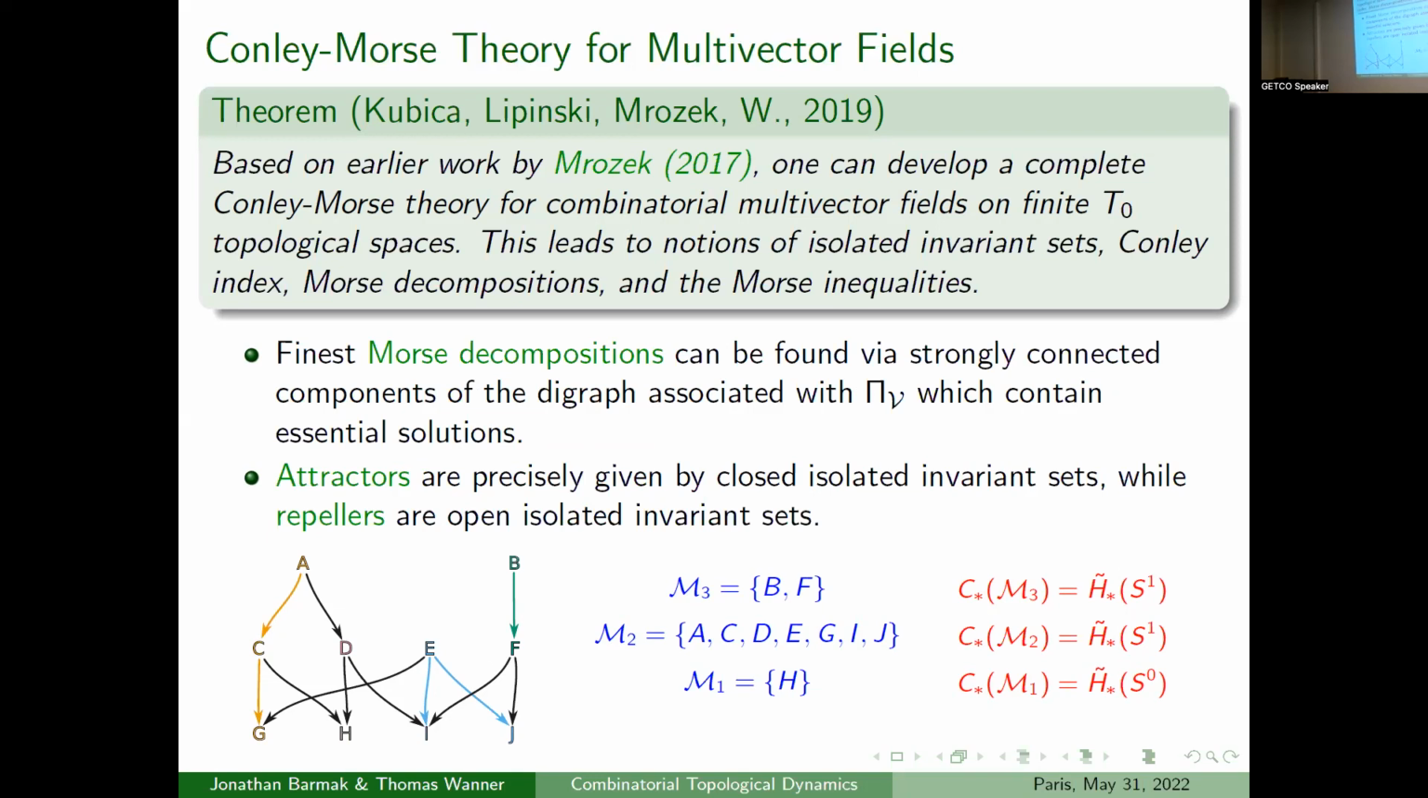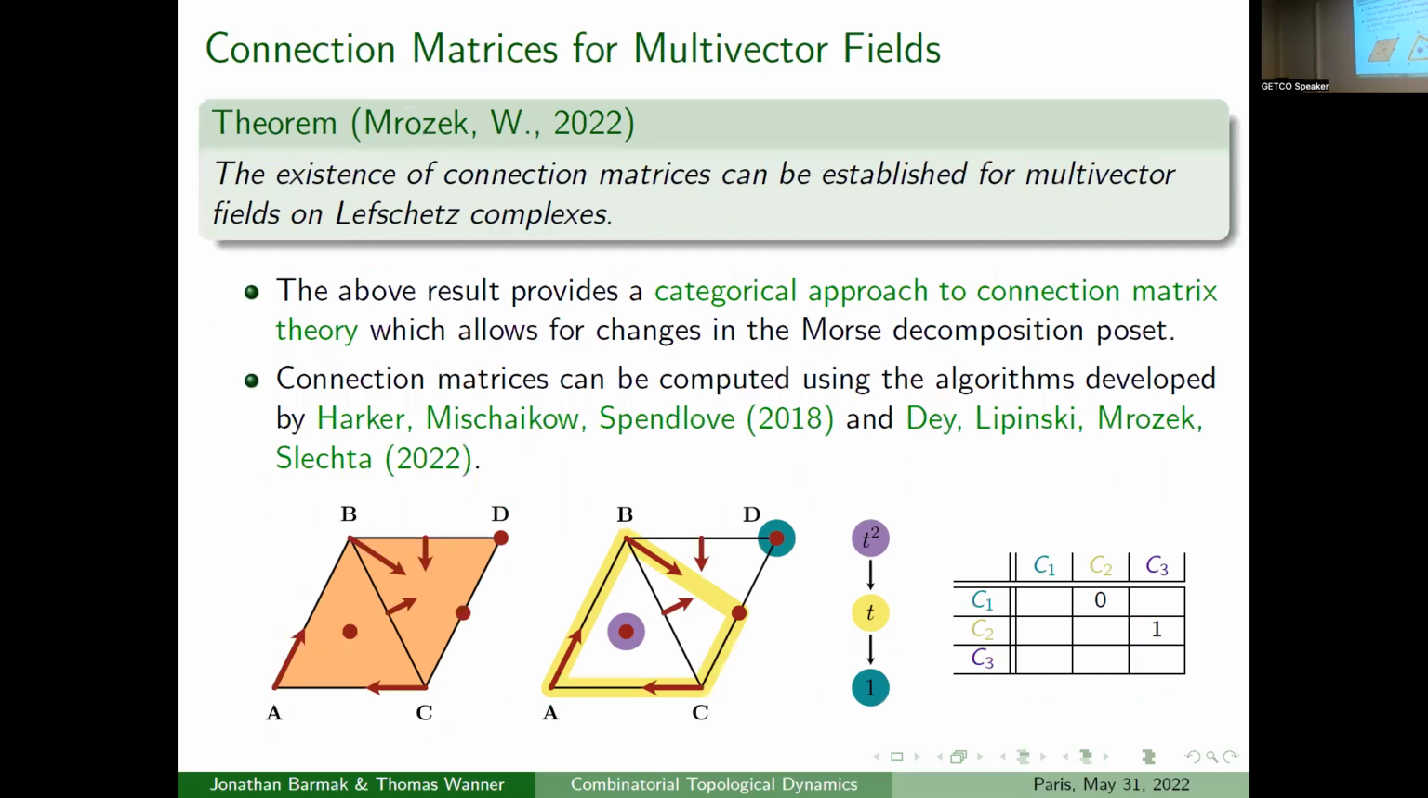But you also get nice results like attractors are actually characterized in a nice way. They're exactly the closed isolated invariant sets. Repellers are exactly the open isolated invariant sets. So you get a complete dynamical theory in this very general setting. You also get connection matrices the same way.